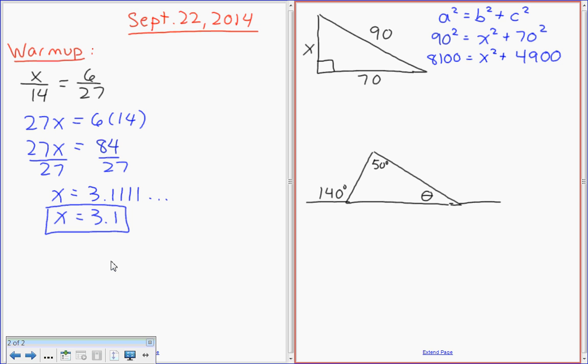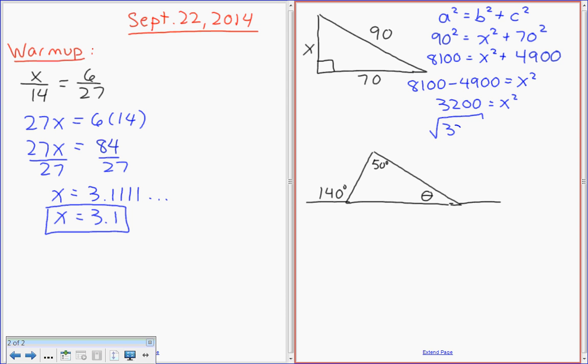All right, Lydia, what is the next step to solve for x? Good, so 8100 minus 4900 is equal to x squared. Great. All right, Nick, what's 8100 minus 4900? 3200, great. All right, Brandon at the back, how do you solve for x now?